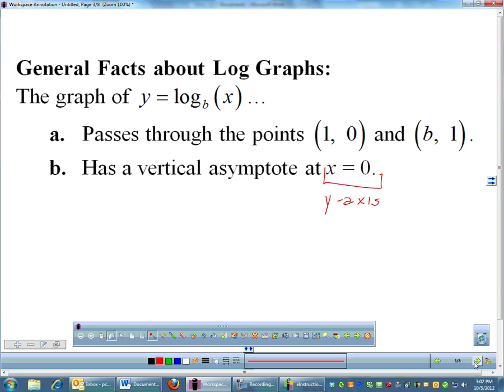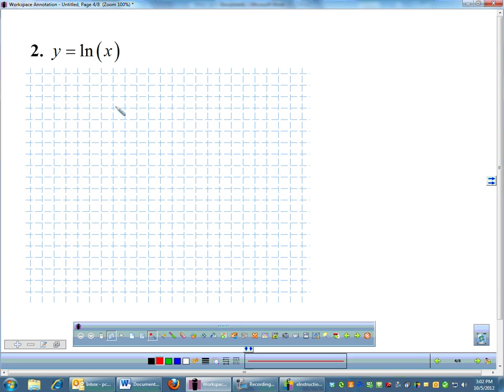So let's do a few. Let's start with ln x. Well, I'm going to use those same general rules. I know ln x is a log with base e, right? Base e, and e is approximately, remember, 2.71828182845904523, but 2.7 is probably good enough. So I'm going to graph this.